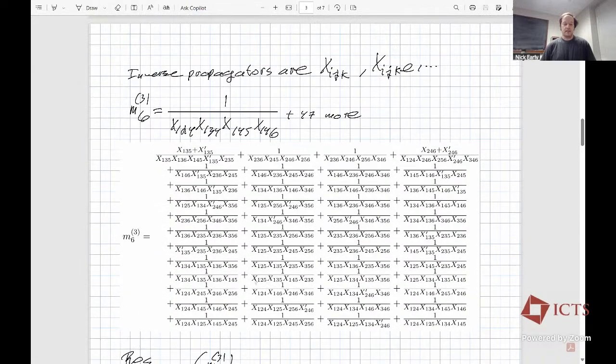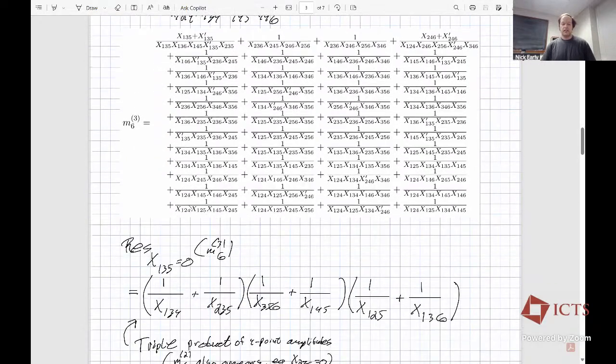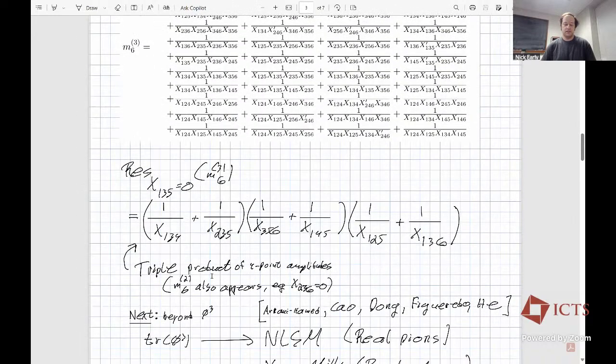So let's zoom in on one of these inverse propagators, X_135, and ask what the residue would be. Before, residues are usually products of two lower-point things. Well, here, the residue where X_135 equals 0 is a product of three 4-point amplitudes. That's an indication that something interesting is going on. We'll return to this a couple of times.